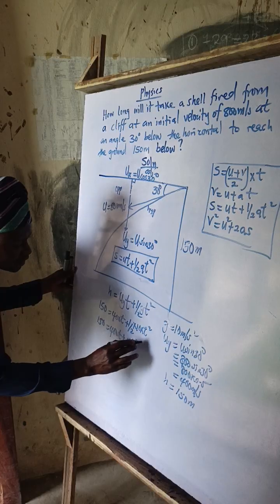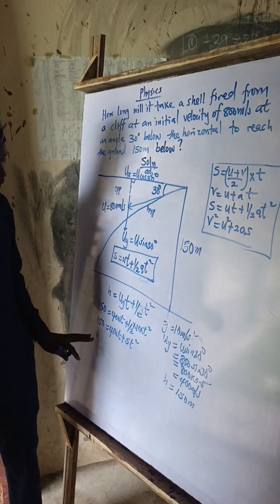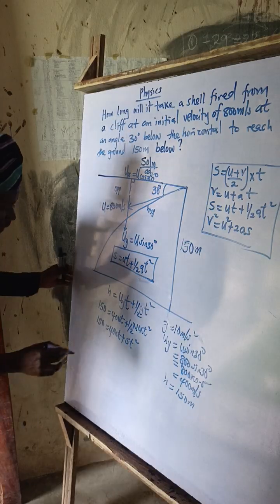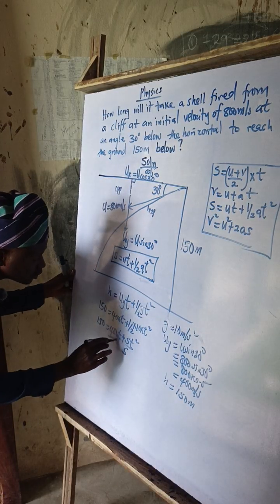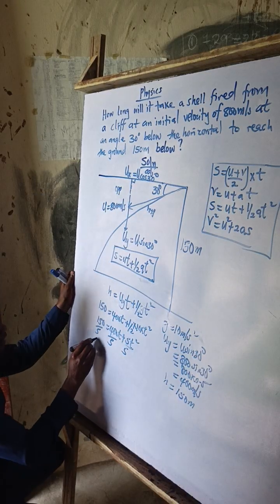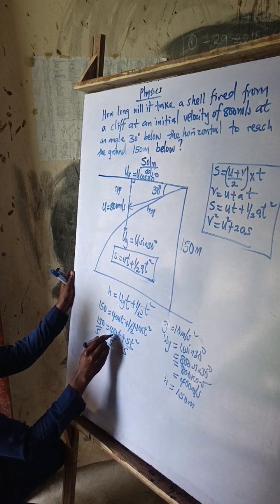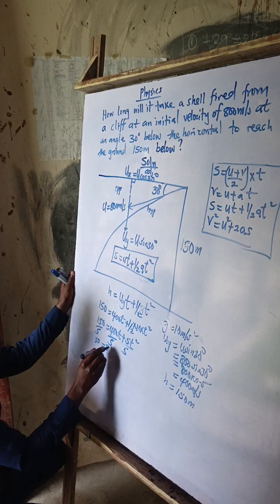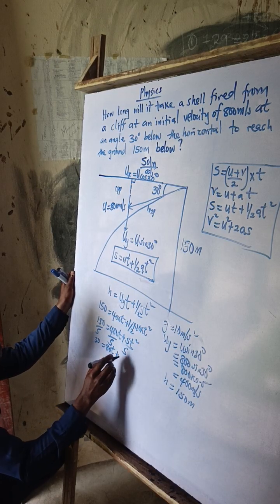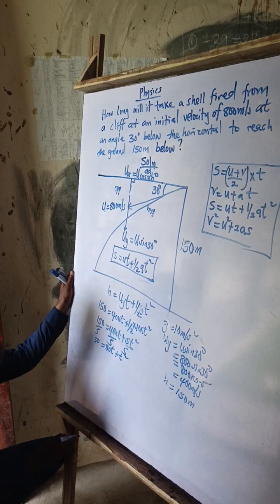We have 5t squared. Now we have a quadratic equation. Let's reduce the equation by dividing through by 5, because 5 goes into all the terms. Divide this by 5, this also by 5, and this by 5. When we divide by 5, 5 goes into 150, that is 30. 5 into 400, that is 80t. Then 5 into 5, that is why we have t squared.